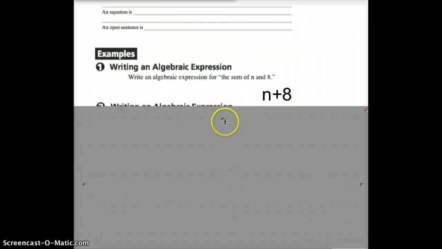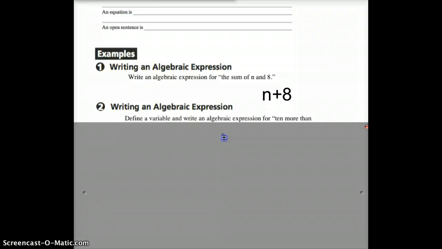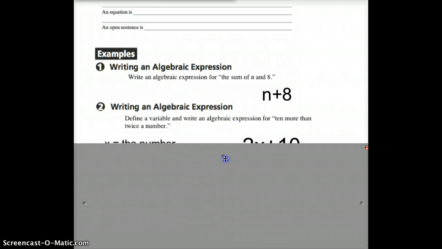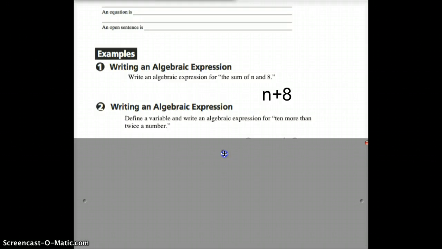Now we're going to write another expression, but we need to define our variable here because it doesn't give us a letter. So we need to define a variable and write an algebraic expression for 10 more than twice a number. Okay, so first thing we have to do is, what is that number? What are we going to use to represent that number? You can pick any letter you like. In here, I have chosen X to be our number.